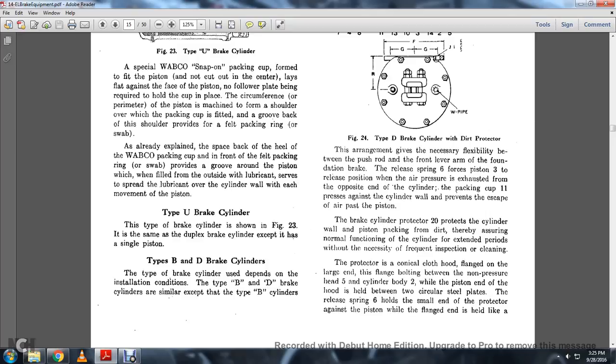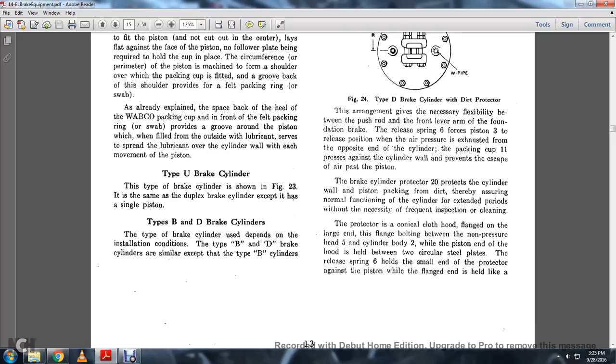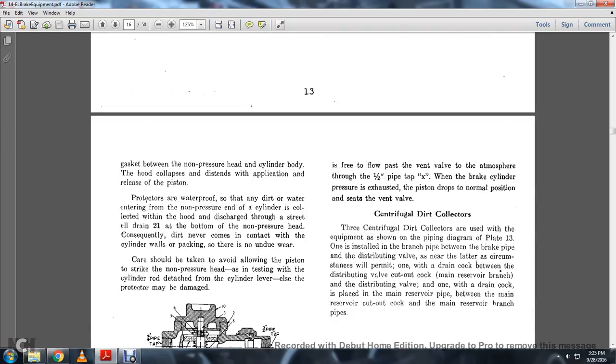The protector is a conical cloth hood flanged on the large end, held by the flanging bolt between the non-pressure head and the cylinder body. The piston end of the hood is held between two circular steel plates. The release spring 6 holds the small end of the protector against the piston, which is flanged and held like a gasket between the non-pressure head and the cylinder body. The hood collapses and extends with the application and release of the piston.